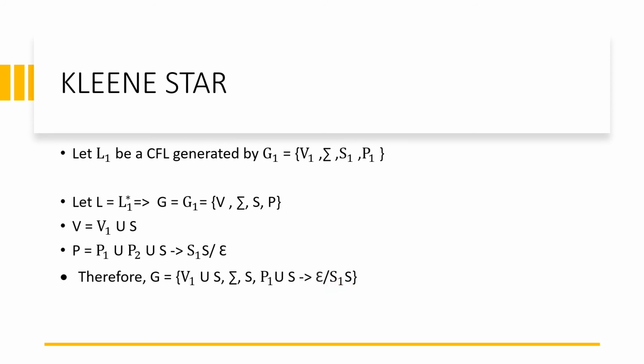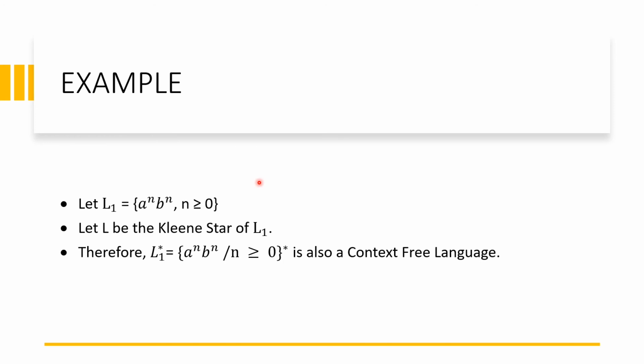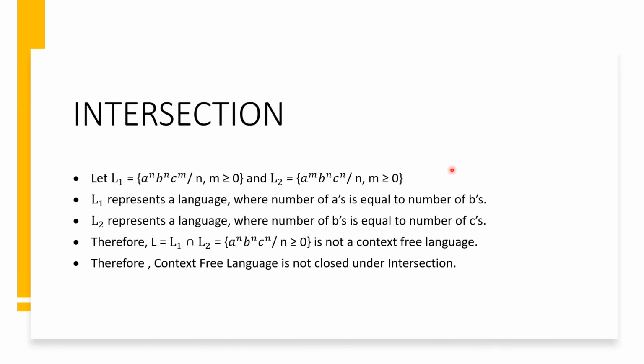Let's see an example. Let L1 be a power n b power n, where n is greater than or equal to 0. Let L be Kleene star of L1. Therefore, L1 star is equal to (a power n b power n) star, where n is greater than or equal to 0, which is also a context-free language. Now we will see intersection.